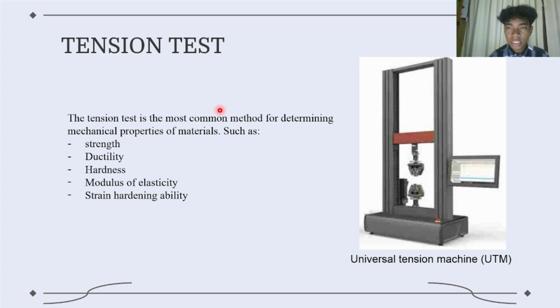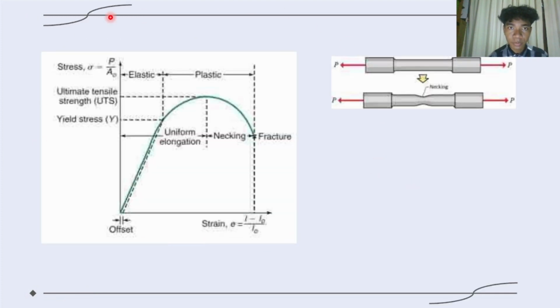And in this tension test, we usually use this machine called Universal Tension Machine or UTM. And from that machine, we can get this graph. And from this graph, you can see in this y-axis there is a stress, and in the x-axis there is strain. And there is a green line here, and there is some multiple dotted line like this. This is yield stress, and this is UTS or ultimate tensile strength, and this is plastic area.